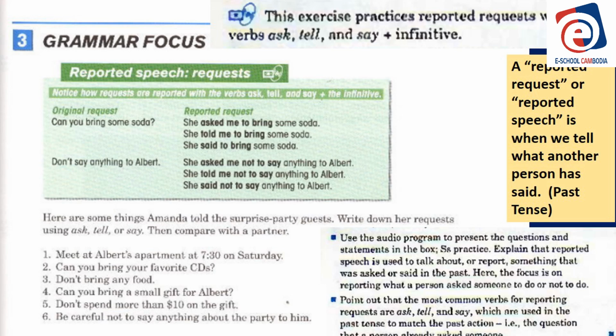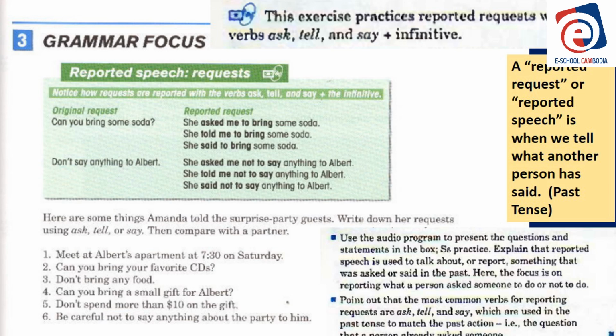Here's another one down below. "Don't say anything to Albert." "She asked me not to say anything to Albert." "She told me not to say anything to Albert." "She said not to say anything to Albert." So these are 3 different sentences saying the same thing in a different way, all using past tense: asked me, told me, said, and then using the negative, not to say anything to Albert.